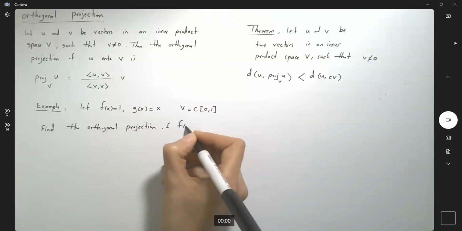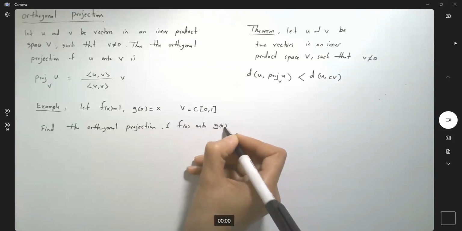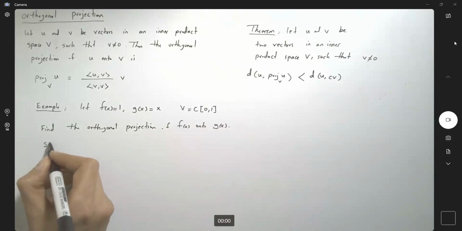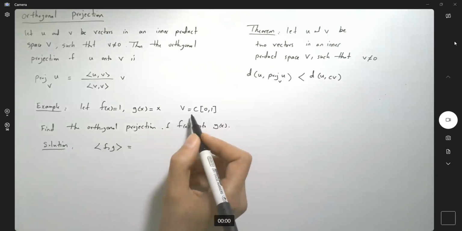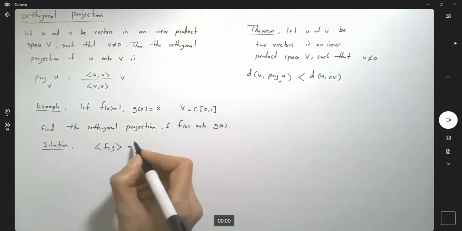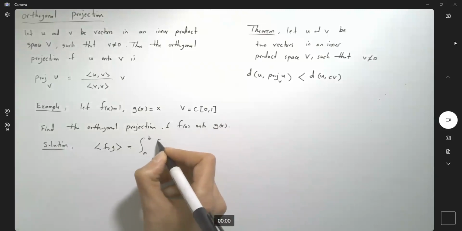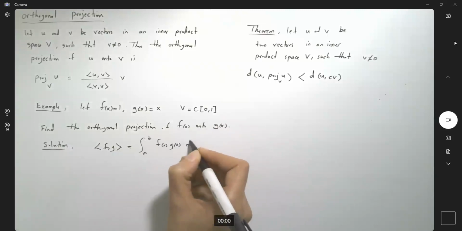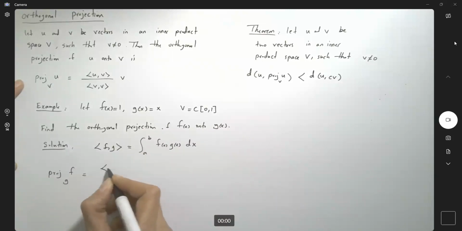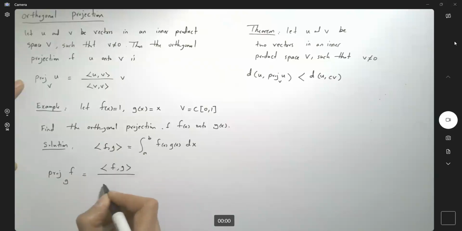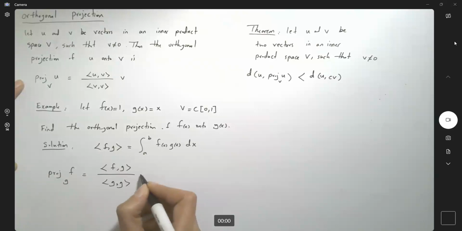Projection of f onto g. Very good. So recall that the inner product we defined on C of a and b is the definite integral from a to b of the product of the functions. Remember this inner product. Now, by definition, the projection of f onto g is the inner product between f and g, divided by the inner product between g and g, times the function g.